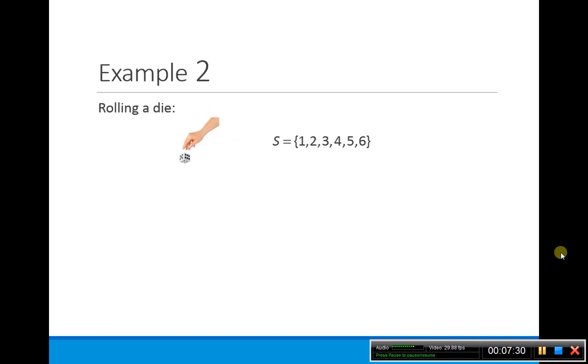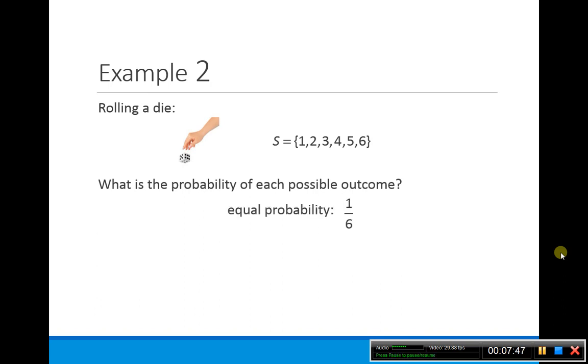So rolling a die, what is the probability of each possible outcome? The probability of rolling a 6 would be 1 out of 6. Assuming the die is fair and equally likely to land on each face, the probability would be 1/6. Same for 2, 3, 4, 5, 6. You have equal probability of 1/6.